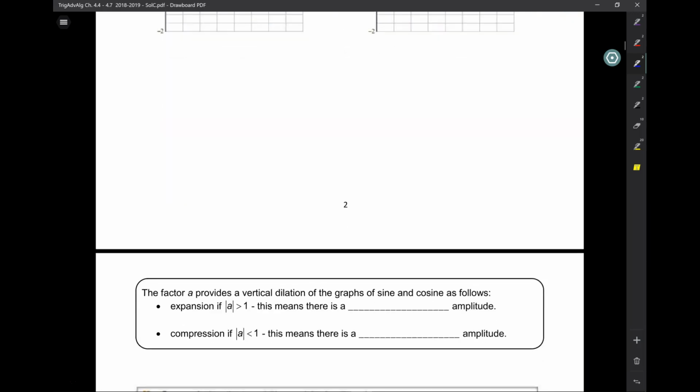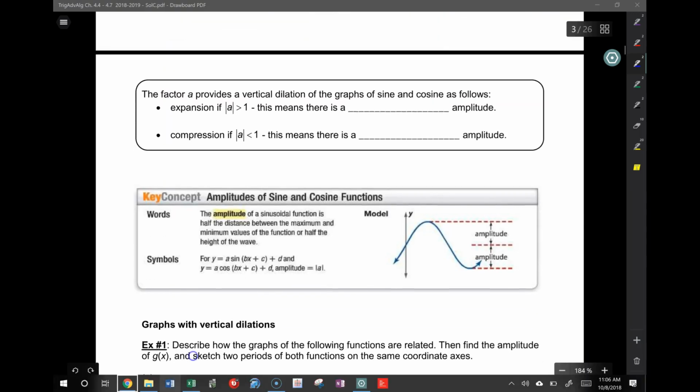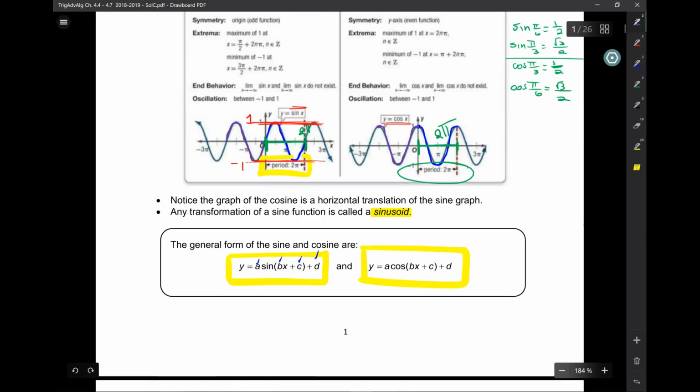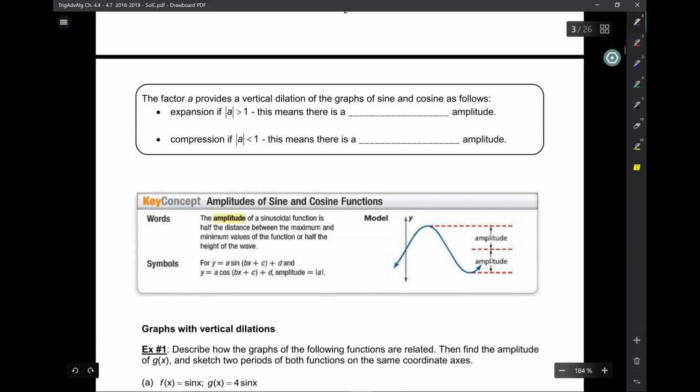Okay, let's go here. Let's talk about that. So in the equation, you remember how we said there was A, B, C, D? We're going to do A now. That value A provides a vertical dilation, meaning like if you were to take the graph and stretch it vertically or condense it vertically, compress it.